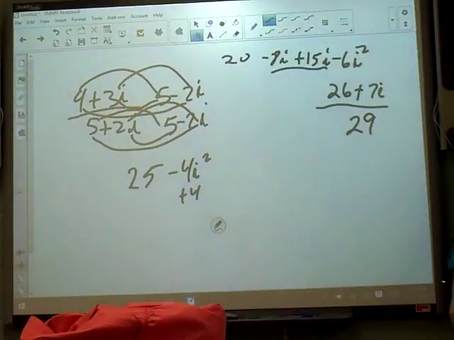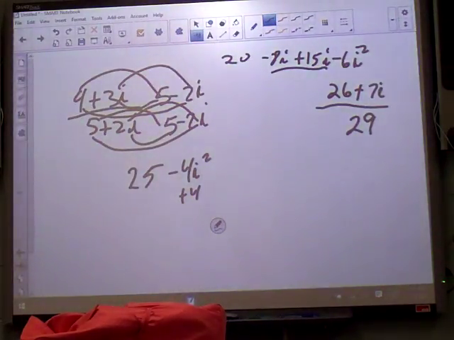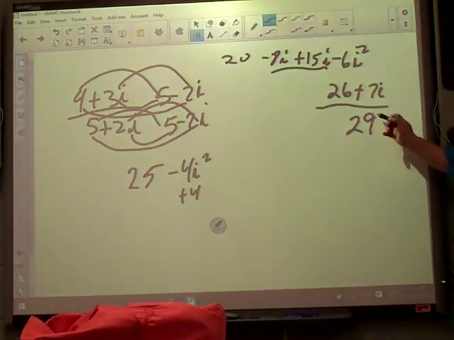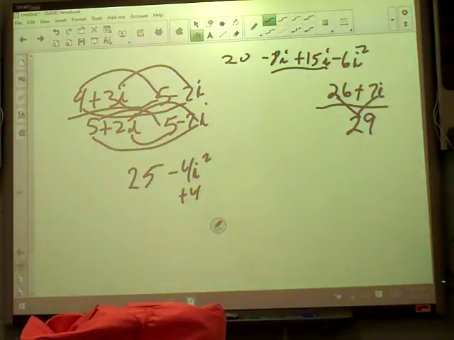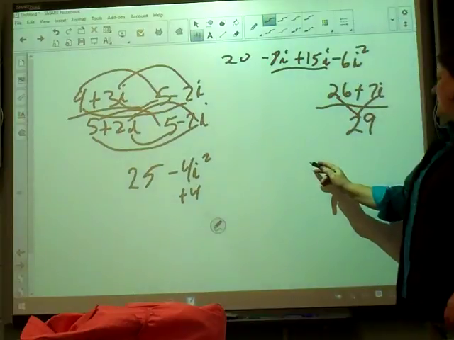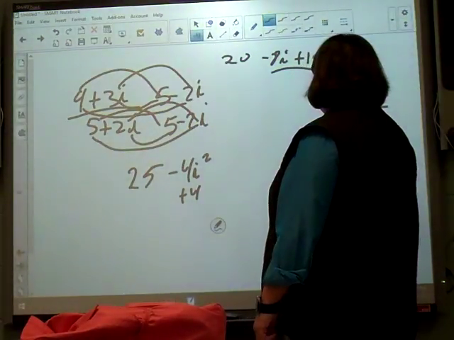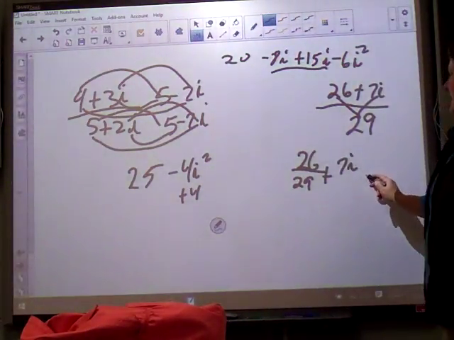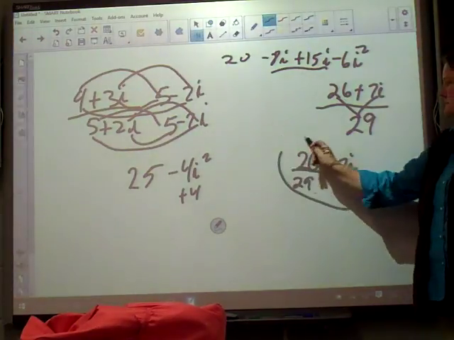Now, when we did those in class, I circled that and was done. But the choice didn't write it that way. That whole thing being over 29 means you can write each one of them over 29. So you've got 26 29ths plus 7i 29ths.